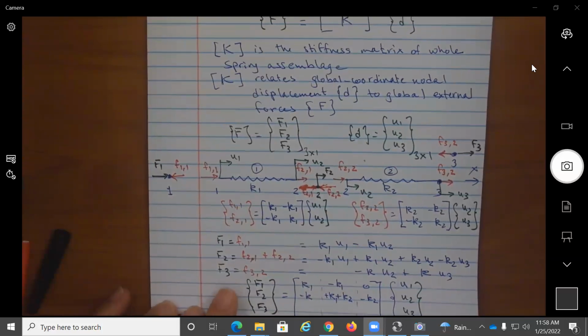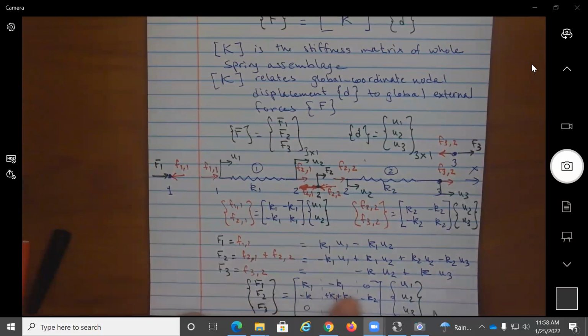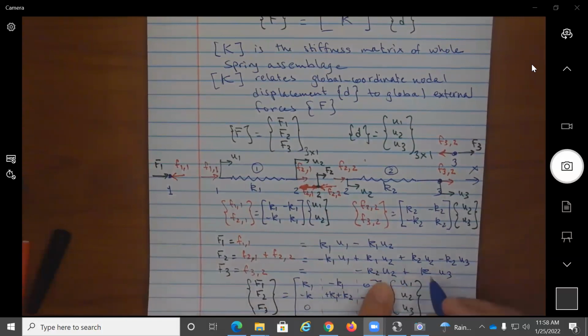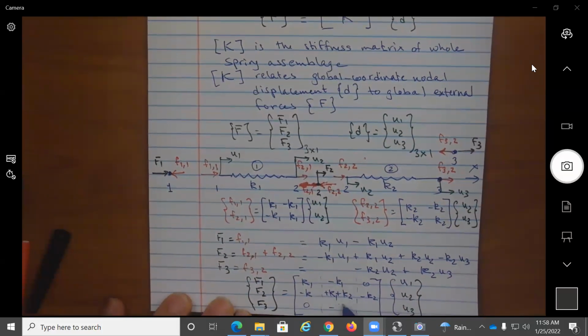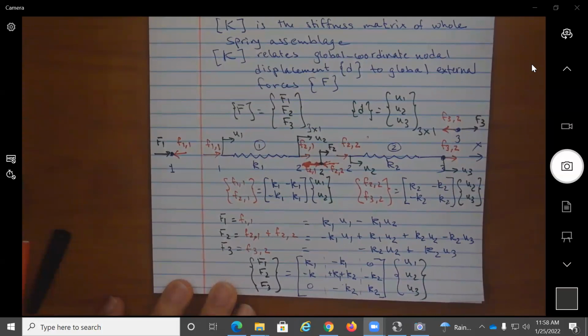On the third row, for F3, I don't have anything multiplied by U1, so I'm going to put a 0. And for the second column, I have a minus K2 times U2. And then I have a K2 times U3. The second row first column, is that supposed to be K1 or K2? K1, thank you. And I hope you're seeing where it's coming from. Minus K1 here.